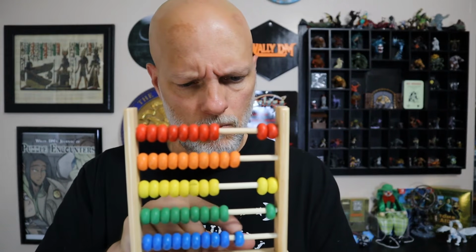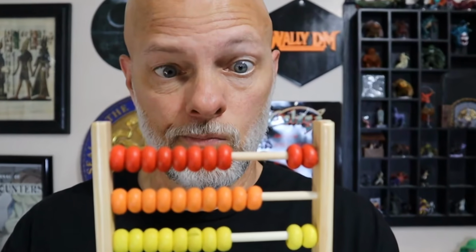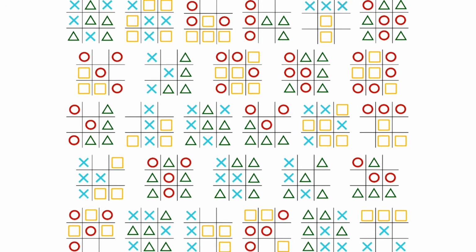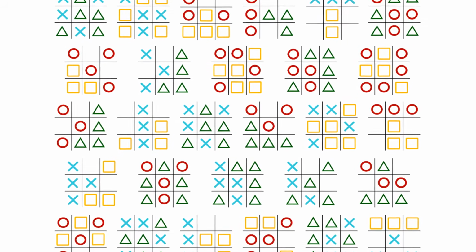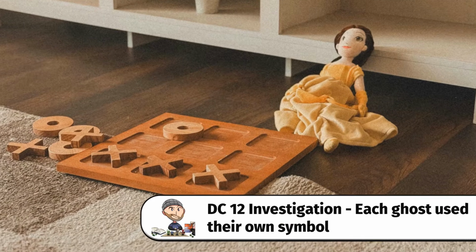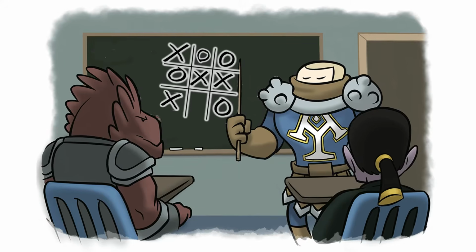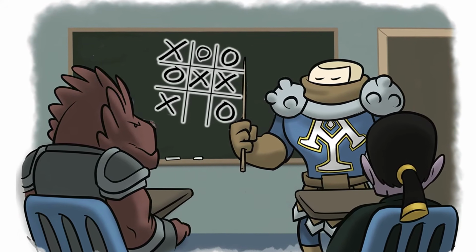Now by referencing the handout, the characters can determine that the markings represent a total of 28 games of tic-tac-toe. And on a DC 12 intelligence investigation check, a character notices that each spectral child used a different symbol rather than the traditional X's and O's. And as we previously stated, these are red circles, yellow squares, green triangles, and blue X's.